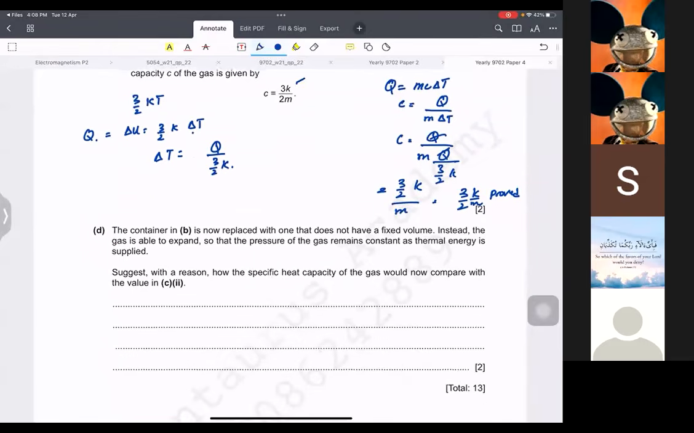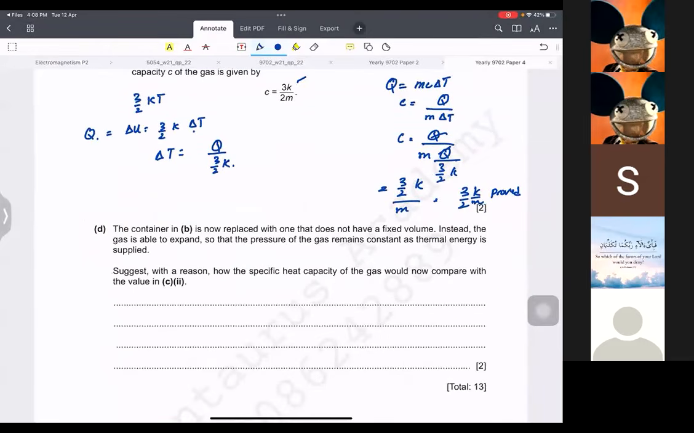Now, the container is replaced with one that does not have a fixed volume. Instead, the gas is able to expand, so the pressure of the gas remains constant. State how the specific heat capacity of the gas would compare with the value of this.